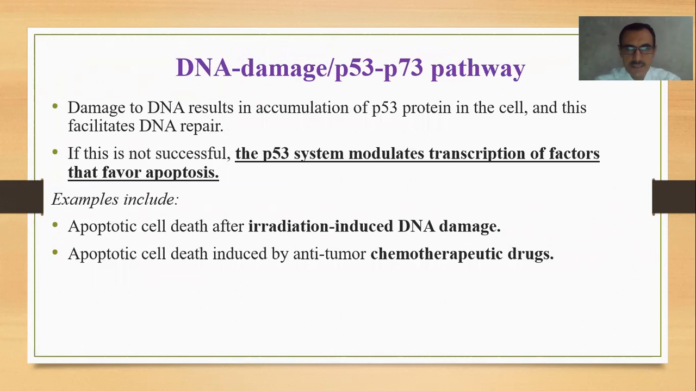The third pathway is DNA damage, or the p53, p73 pathway. Damage to DNA results in accumulation of p53 protein in the cell, and this facilitates DNA repair. If this is not successful, the p53 system modulates transcription of factors that favor apoptosis. For example, apoptotic cell death after irradiation-induced DNA damage, and apoptotic cell death induced by anti-tumor chemotherapeutic drugs.